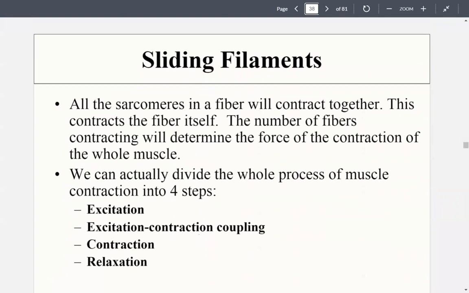The number of fibers that are actually contracting will determine the force of the contraction in the entire muscle. If we have enough force, we can move whatever's at the end of that tendon, be it your forearm, a finger, a leg, whatever the case may be. We actually divide this contraction process into 4 steps: excitation, coupling, contraction, and then finally relaxation.